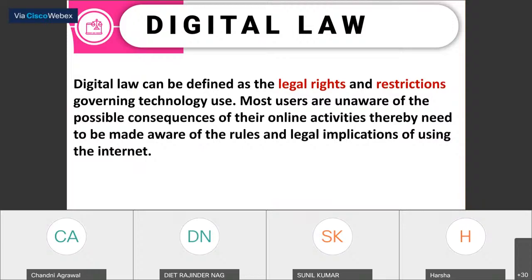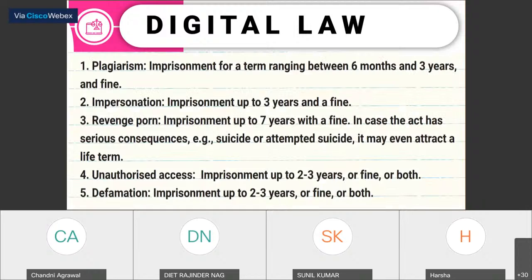So if we talk about digital law, these are the legal rights and restrictions governing technology. So if you see, plagiarism is also an offensible act, with imprisonment for a term ranging from 6 months to 3 years with fine. Plagiarism is taking someone's work without informing or without referencing. Impersonation means imitating any person on the net. Revenge porn, I have told you. Unauthorized access carries imprisonment up to 2 to 3 years. For revenge porn, imprisonment up to 7 years. And for defaming any person on the net, imprisonment up to 2 to 3 years or both.